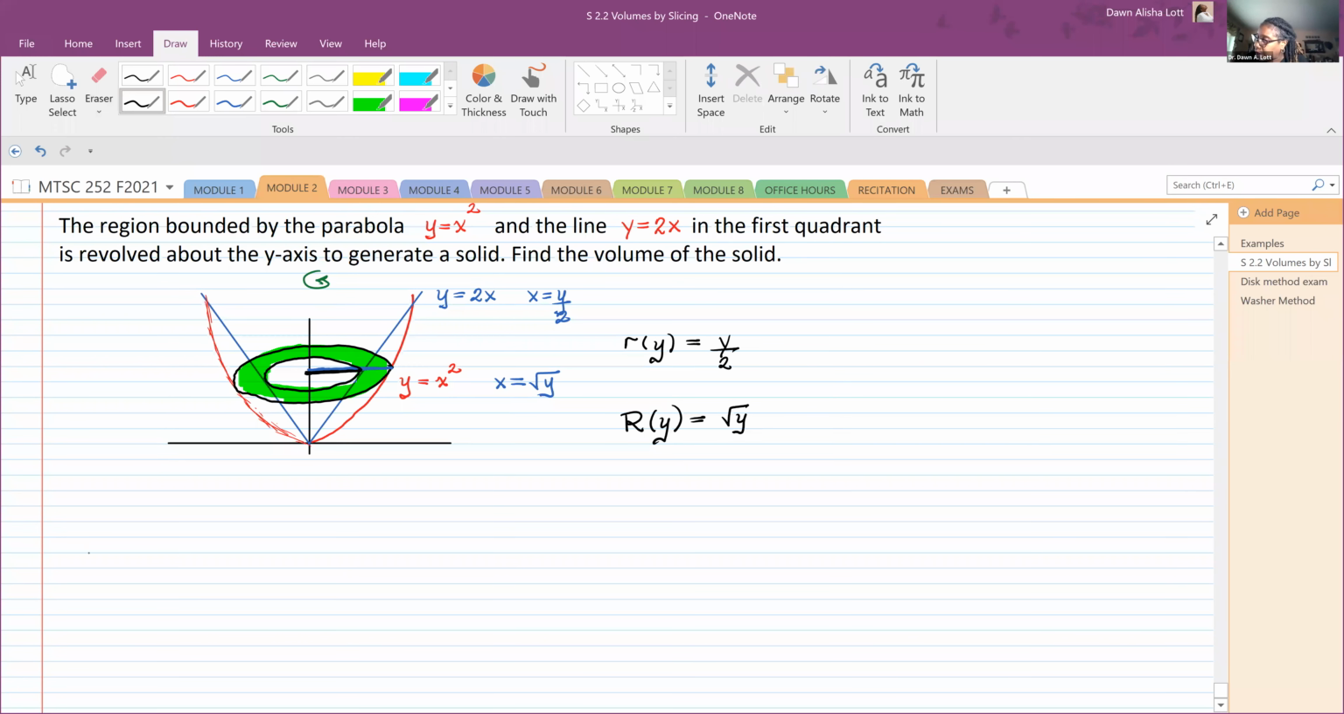So I get the volume is the integral. You have to find what c and d are of pi. The big radius is the square root of y, squared, minus the little radius, y over 2, squared, dy. Okay, set them equal to find your limits of integration. And you're going from the y values now. So you start, I can give you a hint. The first one is 0. And then you got to find out what this value is. So you got to find that point. This answer turns out to be 8 pi over 3.